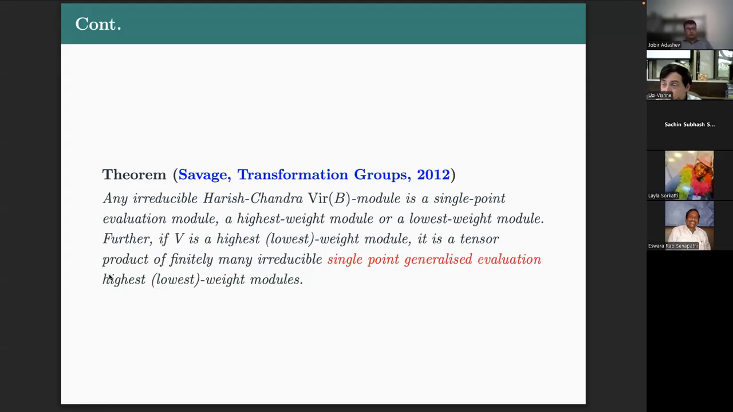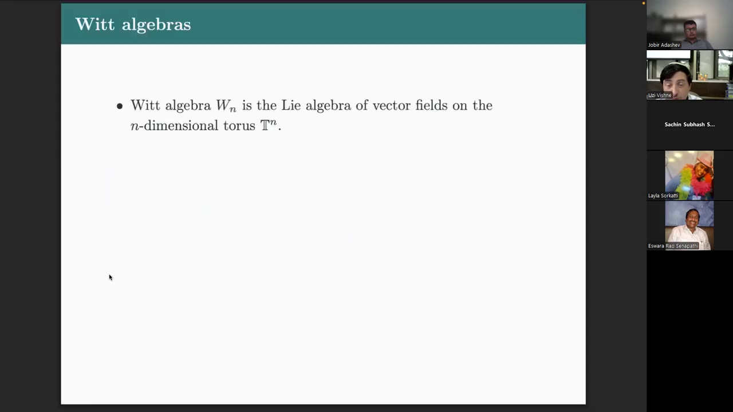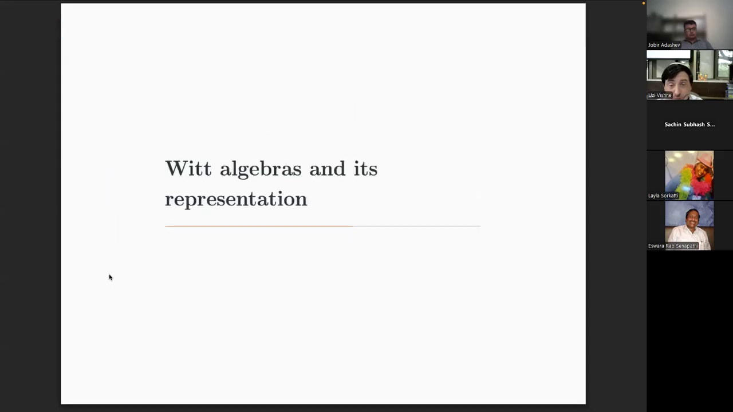As this was settled, the more difficult case was actually the Witt algebra, where the challenge was different. Even the modules for the Witt algebra were not known. The classification problem was open. To show it more precisely, let me give you the definition of Witt algebras. So, the Witt algebra and its representations.